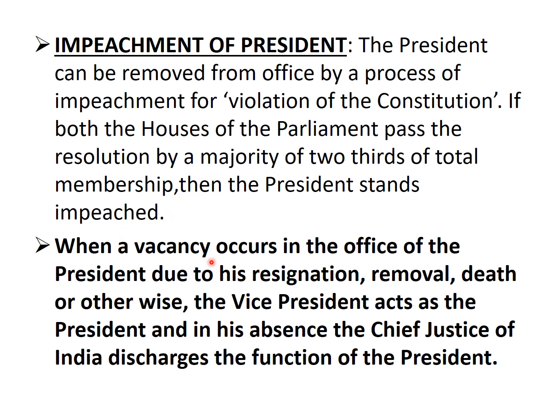And apart from that, whenever the office of the president is vacant, for example, if the president resigns, if the president is removed because of impeachment, or if the president dies while in office, then the vice president acts as the president till fresh elections are held.